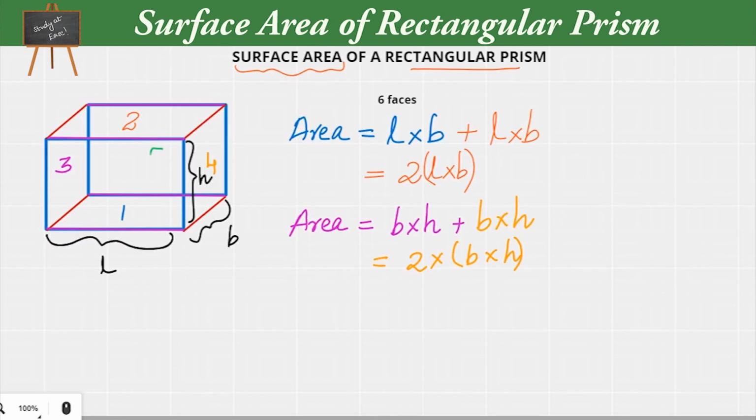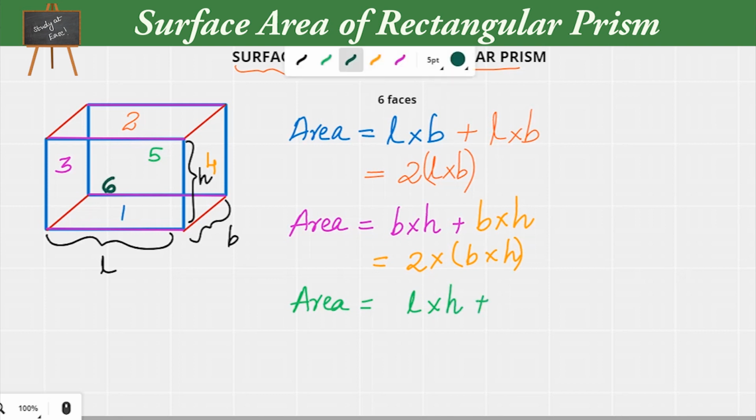Now let us calculate the area of the fifth face. It has the dimensions length and height. So the area of that rectangular face will be length multiplied by height. Similarly, we have the same identical face in the front, which is marked as 6. You can see it in the picture. It also has the same dimensions. So the area of that rectangular face is length multiplied by height. So together it becomes 2 times length multiplied by height.